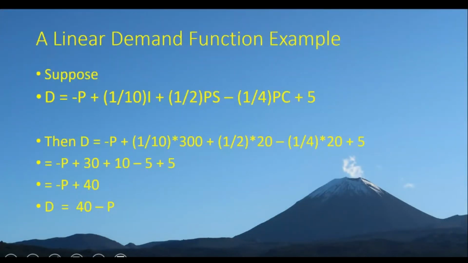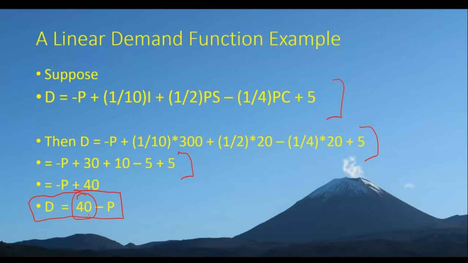Okay, here we go. Here's the demand function linearized. Here it is with all of the values that I just specified plugged in. Next step is simplifying it. So I've got minus P plus 30 plus 10 minus 5 plus 5. That's all going to simplify to this particular relationship. D is equal to 40 minus P.